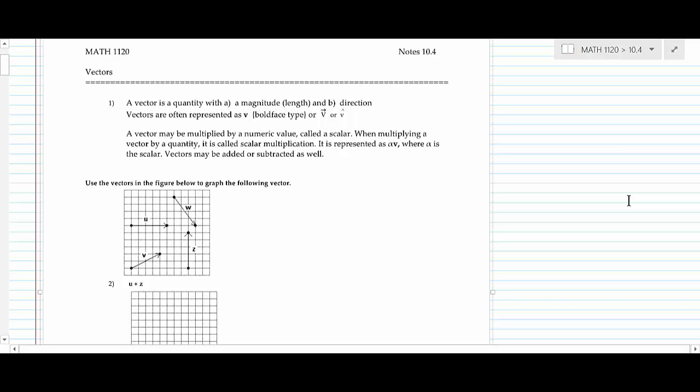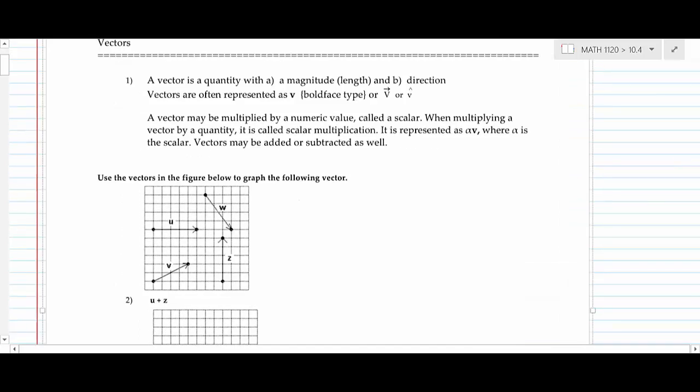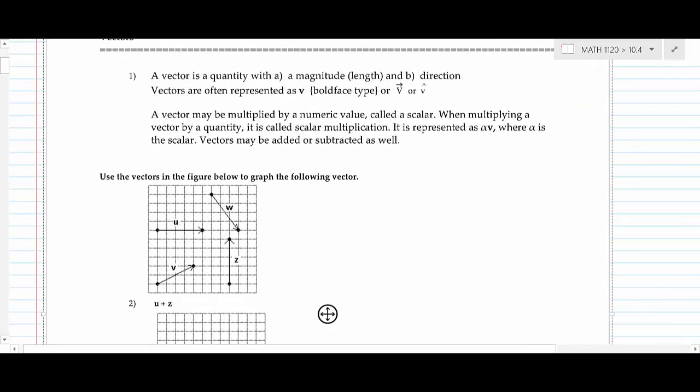Okay, so here's what a vector is. It's a very big deal in physics because so many things can be represented with vectors. Vectors basically have two things. They have a magnitude, okay, and they have a direction. Why is that a big deal in physics?